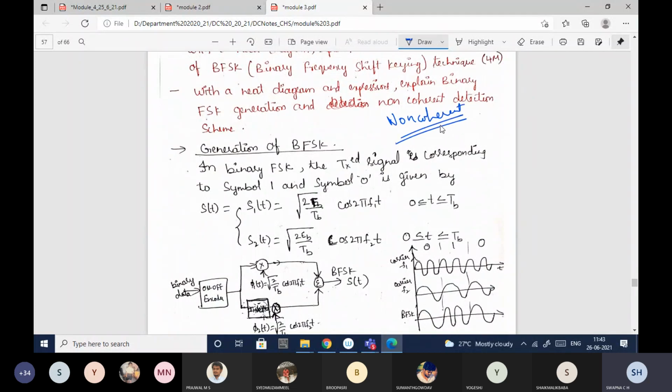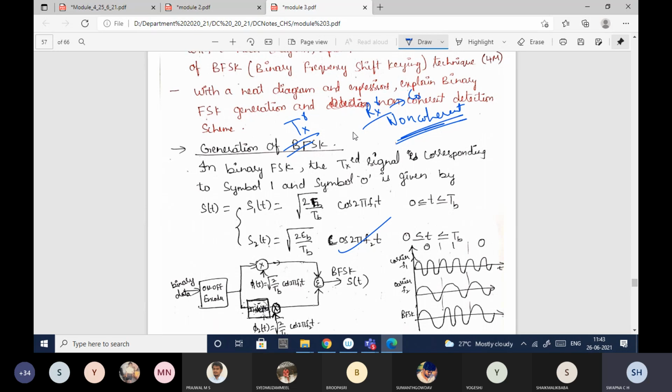Okay, so you people know very well what is coherent detection and what is non-coherent detection, and so generation will remain the same. Generation is nothing but at the transmitter end, it will be the same. But when it comes to the receiver end, if it is coherent detection, you'll be using the same carrier at the receiver. Non-coherent detection, you'll use the matched filter.